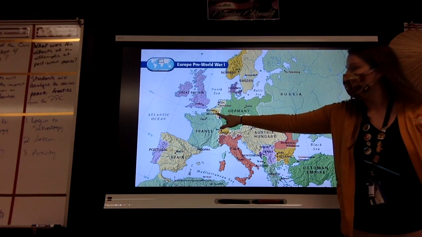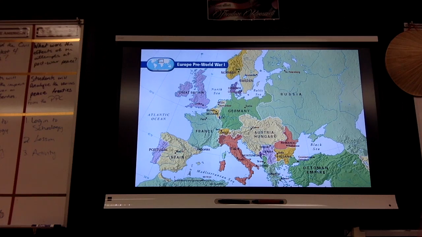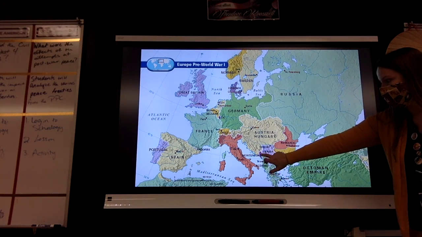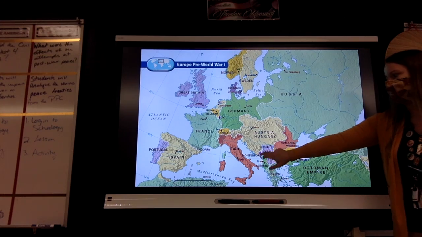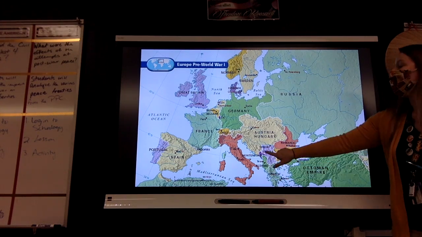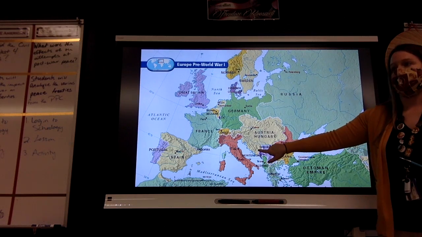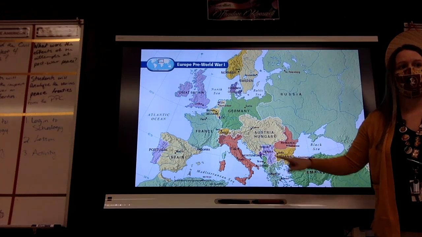Belgium here, as you can see, between Germany and France. And Serbia is right here. And actually that's Bosnia right there, not Montenegro. Bosnia-Herzegovina is right there. Actually, it's right here, because Austria-Hungary did take it over. So what is today Bosnia is right here. These two areas become very important in just a moment.